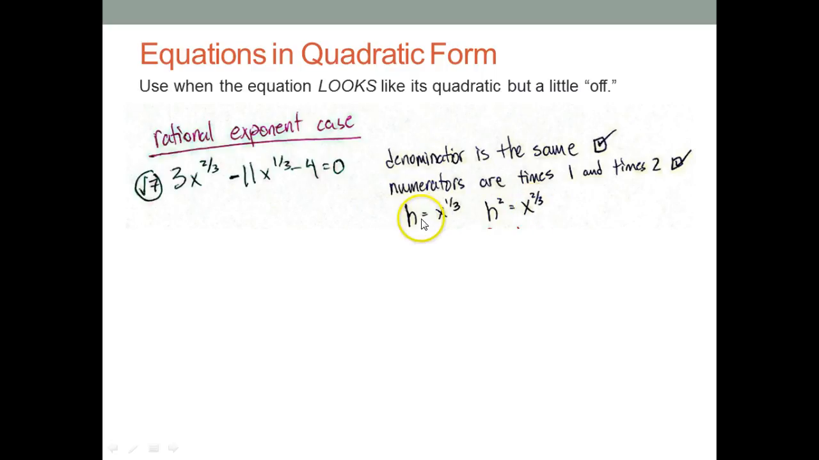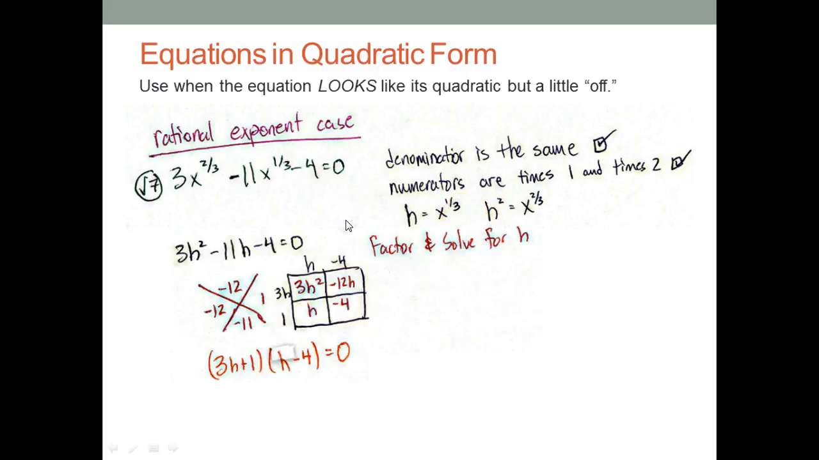So because of that, I'm going to use h because my last name is Hain, and that lets me know that I can substitute h and h squared. This lets me factor and solve for h. So instead of saying 3 times x to the 2/3, I have 3 times h squared. Again, because I know h squared is x to the 2/3. 3 times negative 4 gives me negative 12. And b is negative 11, which gives me this number down here.